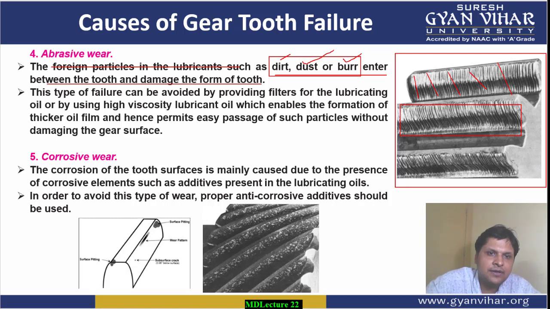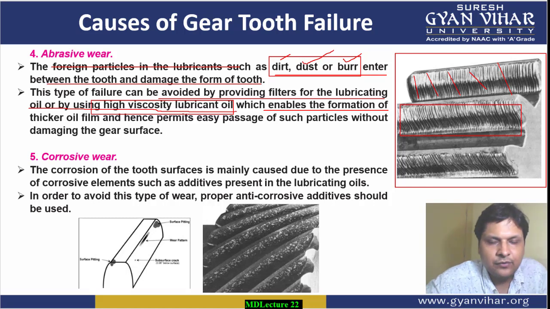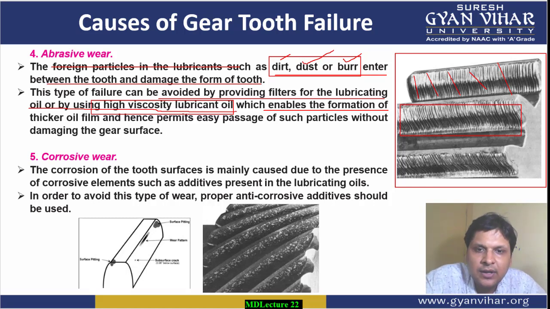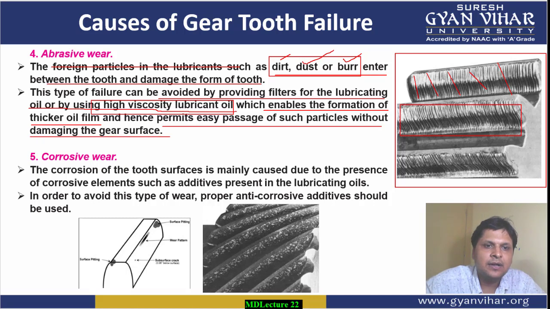This type of failure can be avoided by providing filters for lubricating oils, or by using high viscosity lubricating oil, which enables the formation of a thicker oil film. When you use highly viscous lubricating oil, it will always be present in the oil film. It will be thick, and hence it will permit easy passage of such particles without damaging the gear surface.